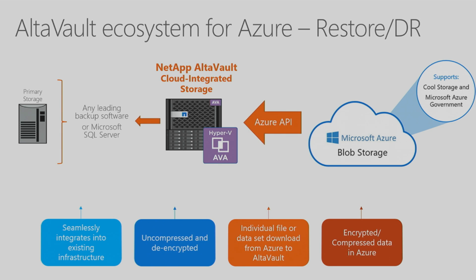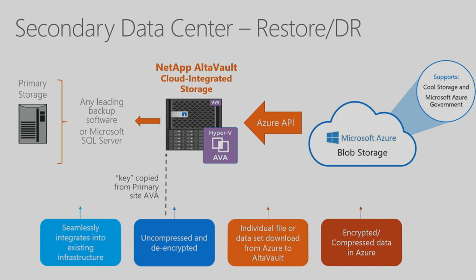Now, to reverse the process, you simply bring the data back down into AltaVault. Now, if it's recent data, it's probably cached locally. If it's longer age data, it's going to come down off of Azure, and you reverse the process to restore the data. Now, you can also do it at a secondary site. So you can have AltaVault at your secondary facility. You simply pass over the keys into the AltaVault, and you can restore your data into your secondary site.